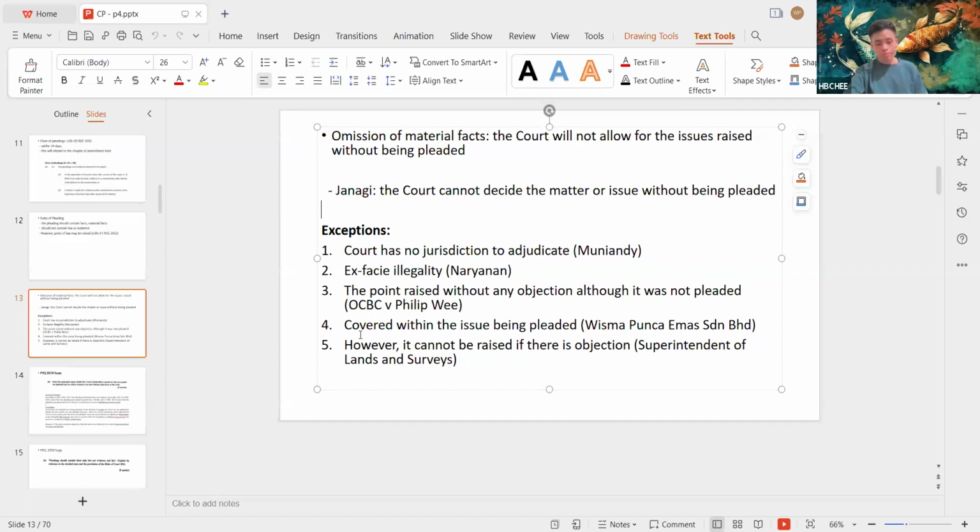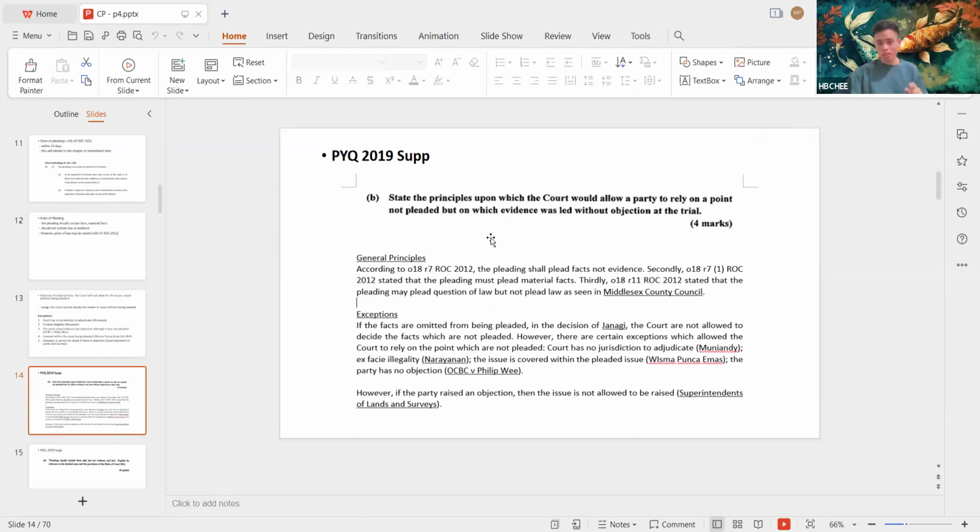After the objection is sustained, the lawyer is likely to lose the point to win his case, because the other counsel has objected that this issue is not pleaded, so you cannot ask no matter how you twist and turn. Unless you can find that it is covered within the issues pleaded, then you are safe. So this is how the question is asked.